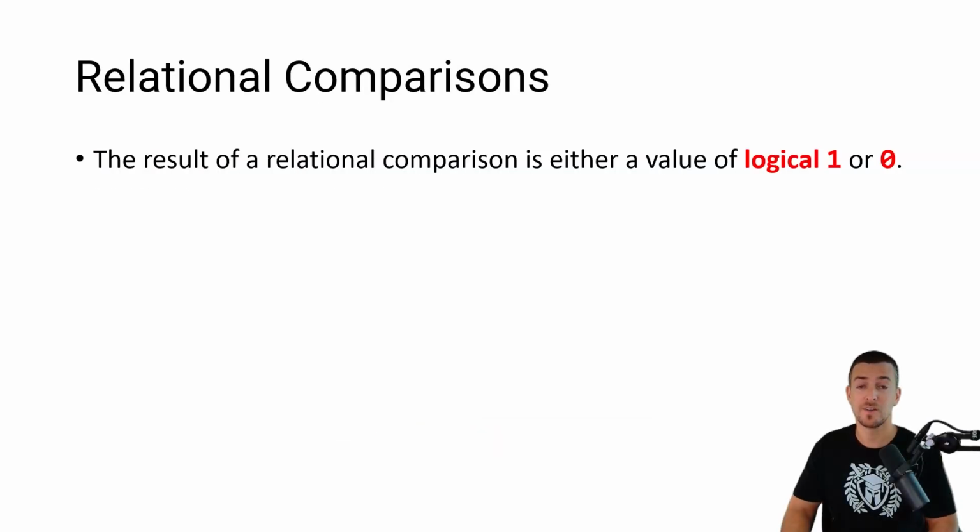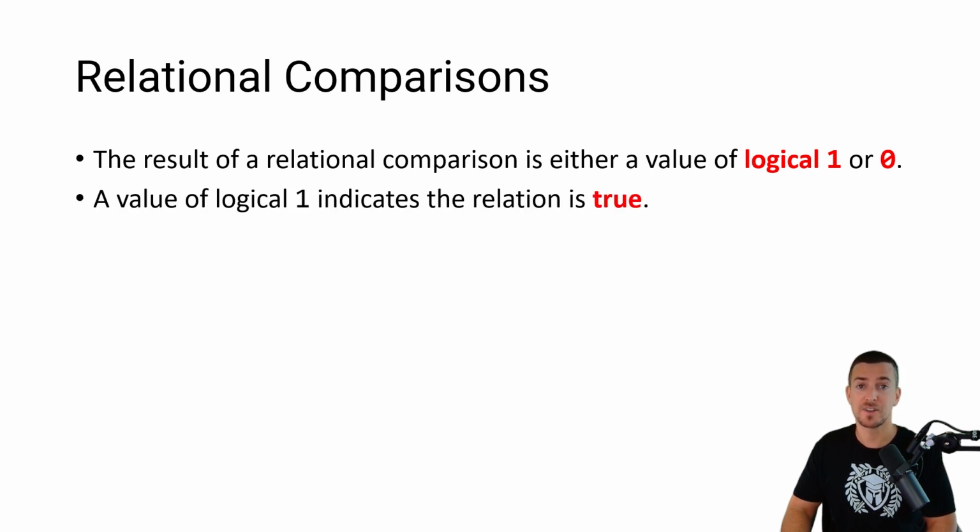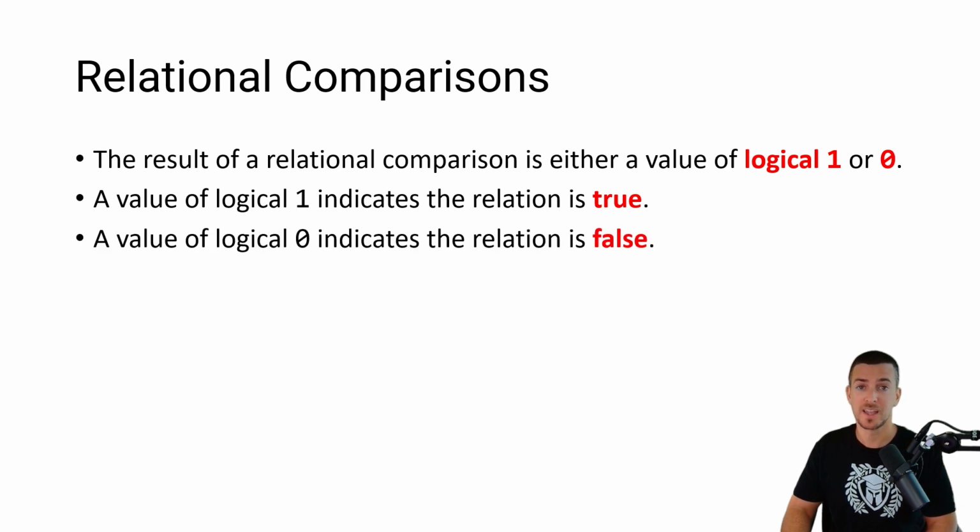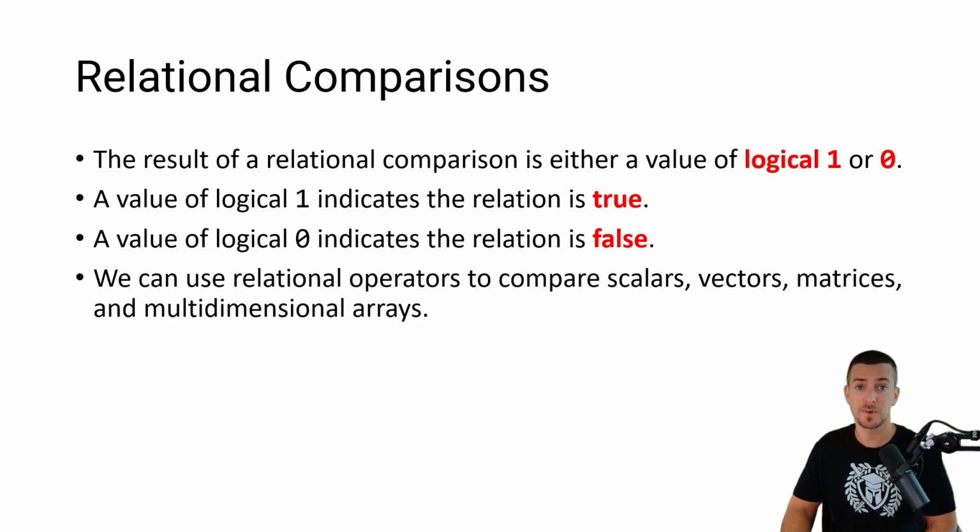The result of a relational comparison is either a value of logical 1 or 0. A value of logical 1 indicates the relation is true. A value of logical 0 indicates the relation is false. We can use relational operators to compare scalars, vectors, matrices, and multi-dimensional arrays. Alright, let's head over to MATLAB and work a simple example.